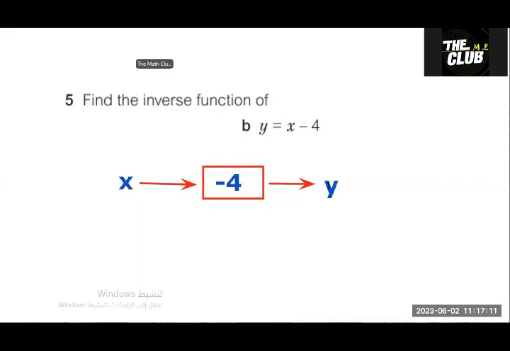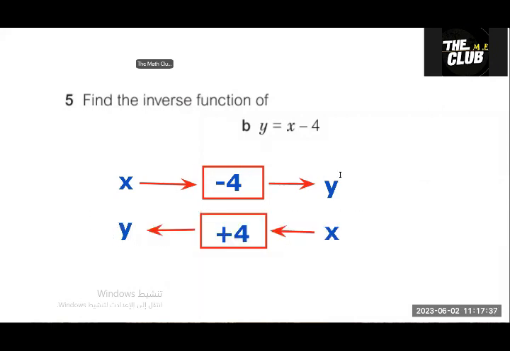Now, after writing the function, we're going to go the inverse way and write the inverse function. So we always start with x, and then we make an arrow in the opposite way like this. And then we write the opposite of what's happening. So minus 4, what's the opposite of that? Very good. It's plus 4. And then that's the last thing. So we make an arrow and a y.